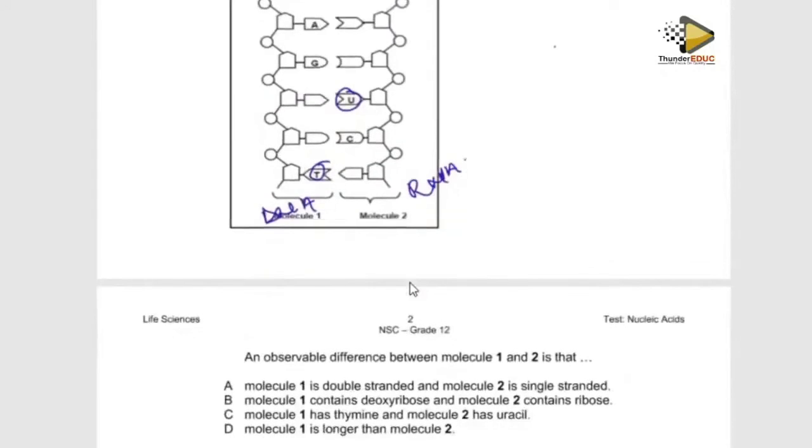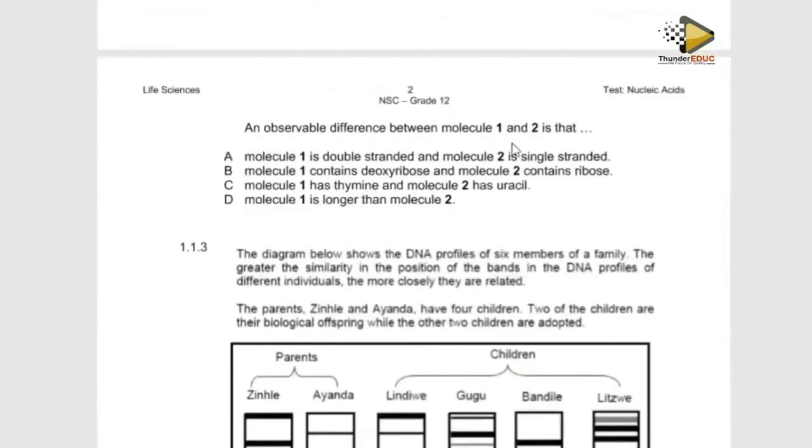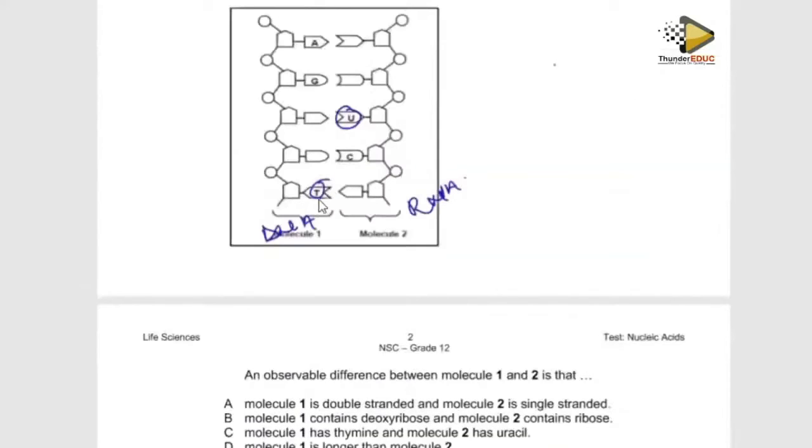So now, since you have got that information, you can say an observable difference between molecule 1 and 2. Molecule 1 is double-stranded. Molecule 1 is DNA, we understand that, but it's not double-stranded here because they said observable. They want what you call observable. If it is not observable, you can't see it here, so we can't classify it to be double-stranded. Then they are saying molecule 1 is double-stranded, while molecule 2 is single-stranded. Molecule 2 is single-stranded, we see it, but molecule 1 is not double-stranded, so it's not a difference there.